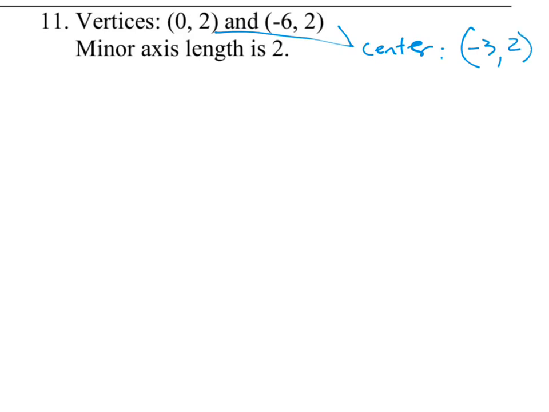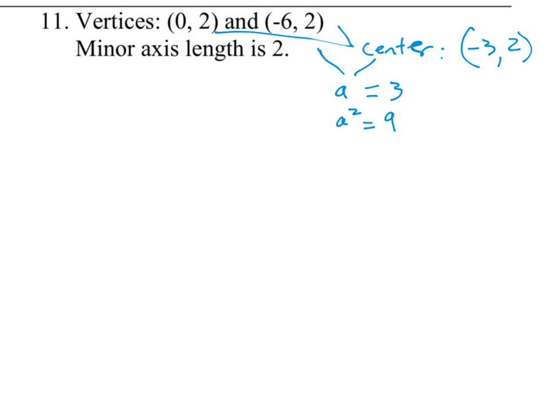And we can also use this information to find our a value. Vertex to the center is the a distance. So between 0 and negative 3 is a distance of 3. So a squared is going to equal 9. That's my a distance, and I'll square it to get 9. But now we need to get our b value. And our other bit of information we have is this: the length of the minor axis is 2.